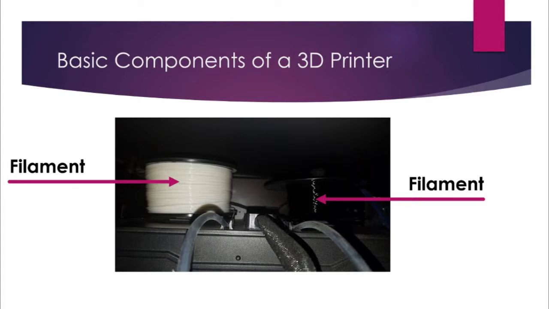You'll see these tubes that are coming up into the printer on the left and the right-hand side. That's where the plastic itself, or the filament, feeds up through the tube and on into the extruder.